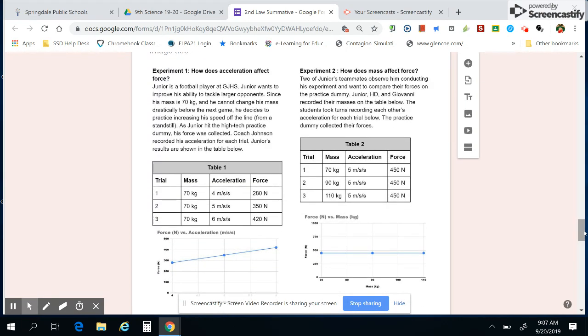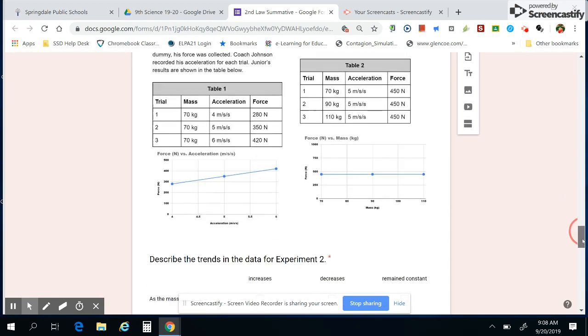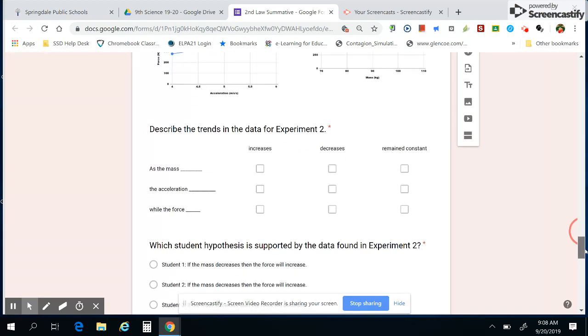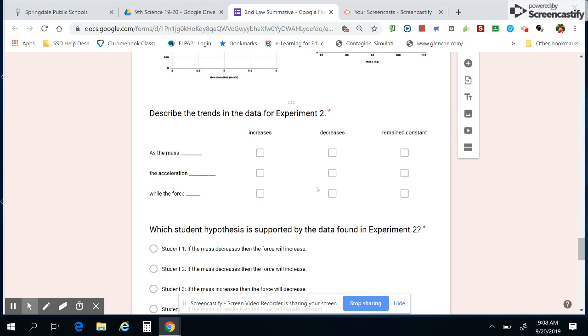Trial 1: 70 kilograms, 5 meters per second squared, 450 newtons. Trial 2: 90 kilograms, 5 meters per second squared, 450 newtons. Trial 3: 110 kilograms, 5 meters per second squared, 450 newtons. And there's the graph. Describe the trends in the data for experiment 2. As the mass increases, decreases, remains constant, the acceleration increases, decreases, or remains constant, while the force increases, decreases, or remains constant.